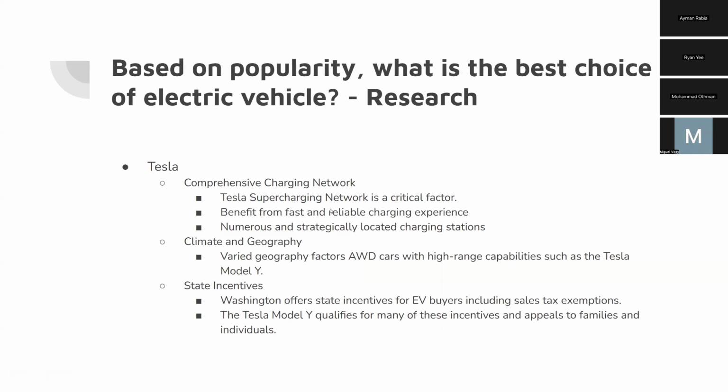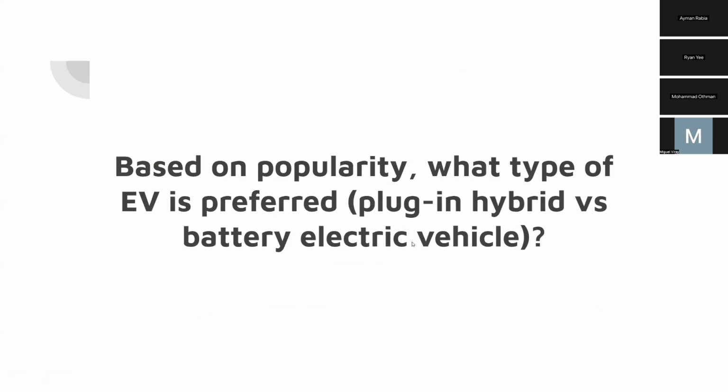The second thing is climate and geography. So Washington is very diverse in its weather, so people tend to prefer all-wheel drive cars, which is the Tesla Model Y, and also state incentives. The Model Y qualifies for a lot of the state incentives that Washington has to offer, and it also appeals to not just individuals, but families. Next slide. So which type of EV is preferred, the plug-in hybrid or the battery electric?